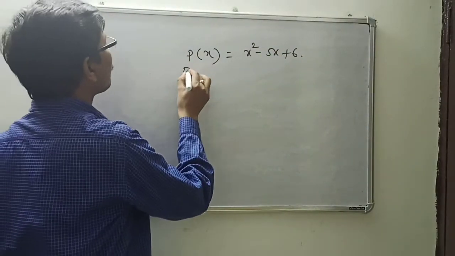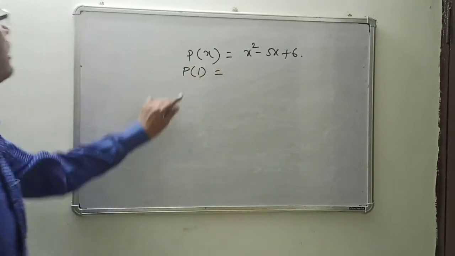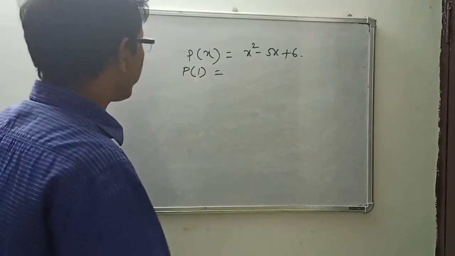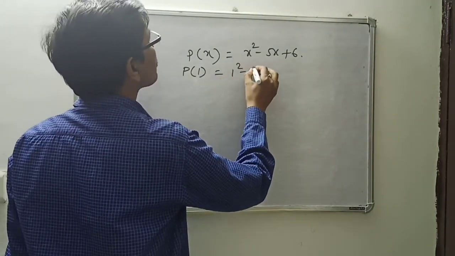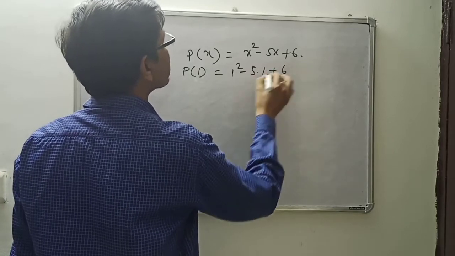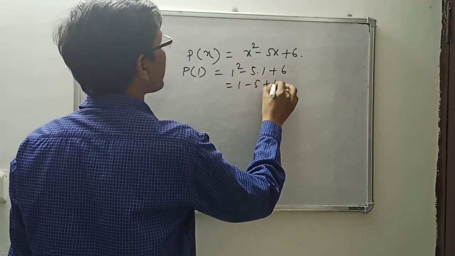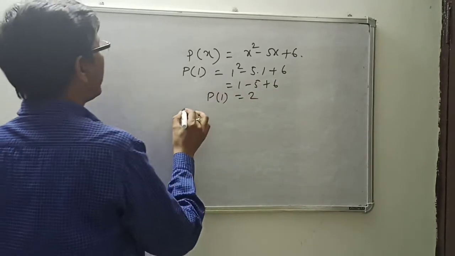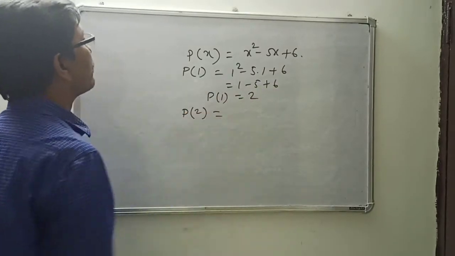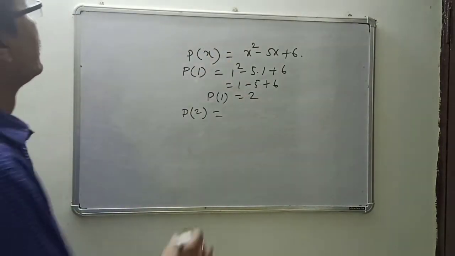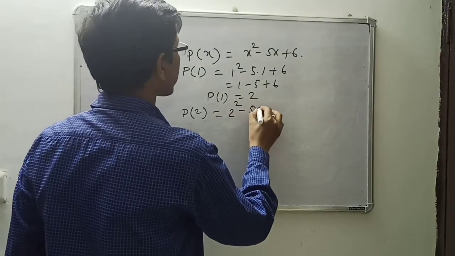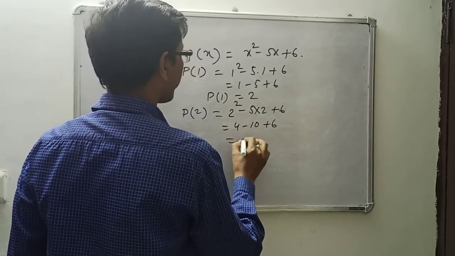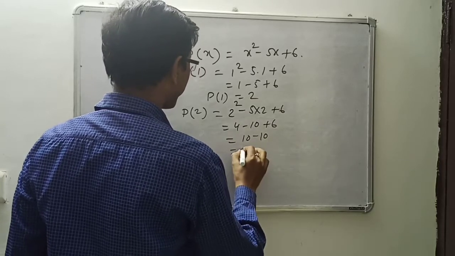Suppose we want to find the value p(1), that is, for x equal to 1. So 1 square minus 5 into 1 plus 6, that is 1 minus 5 plus 6. 7 minus 5 is 2. If we want to find p(2), in place of x we put 2. It comes 2 square minus 5 into 2 plus 6, so 4 minus 10 plus 6. That is 10 minus 10, and its value comes 0.